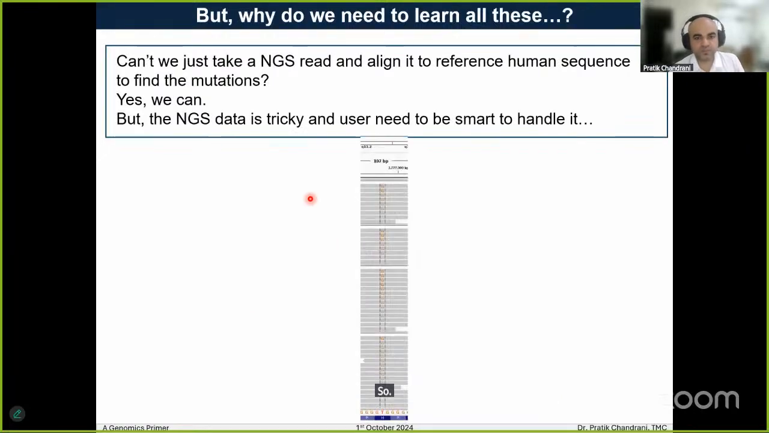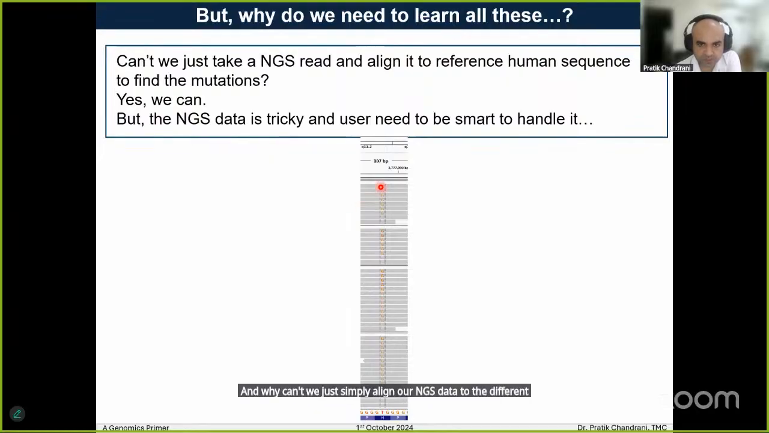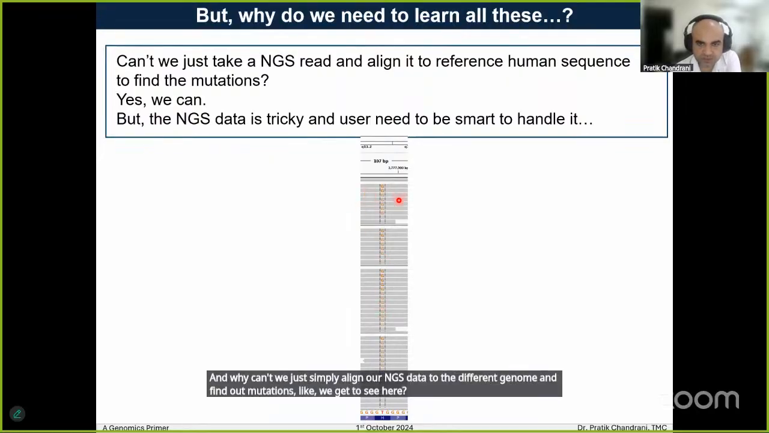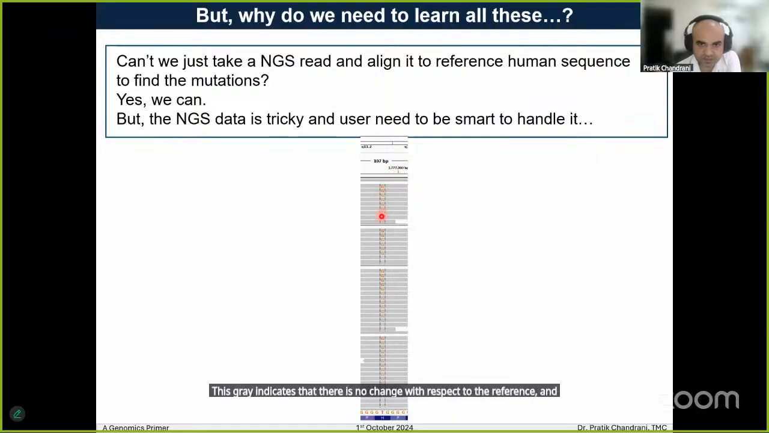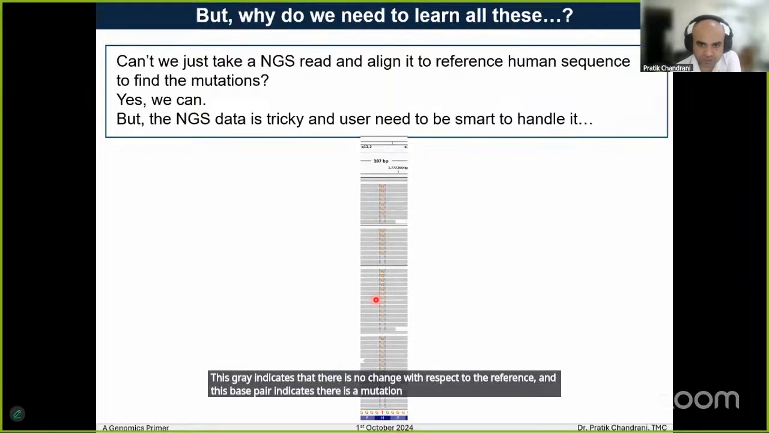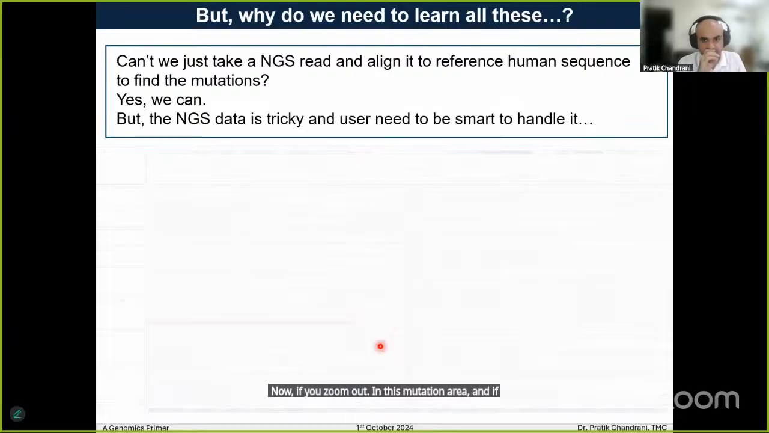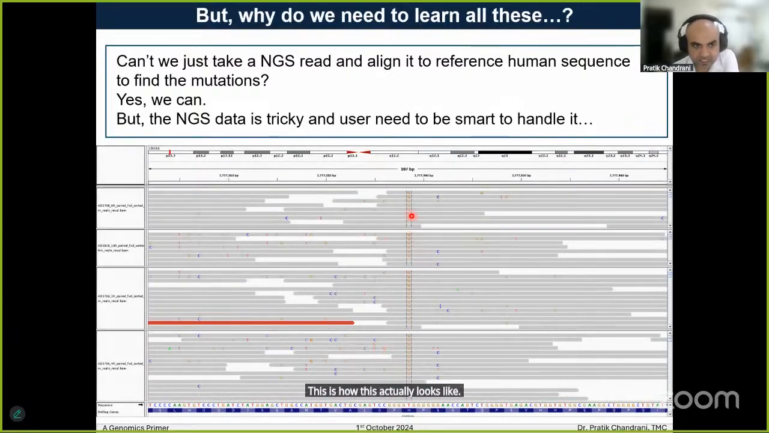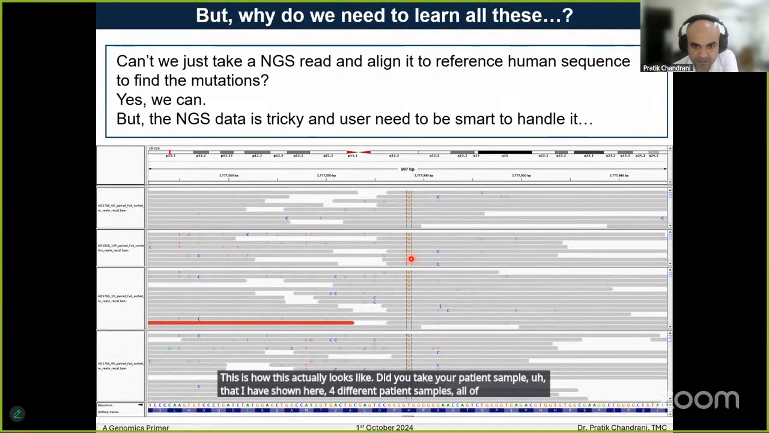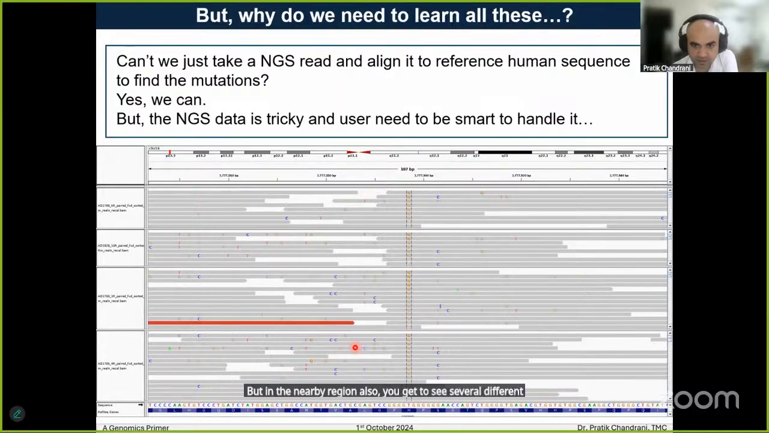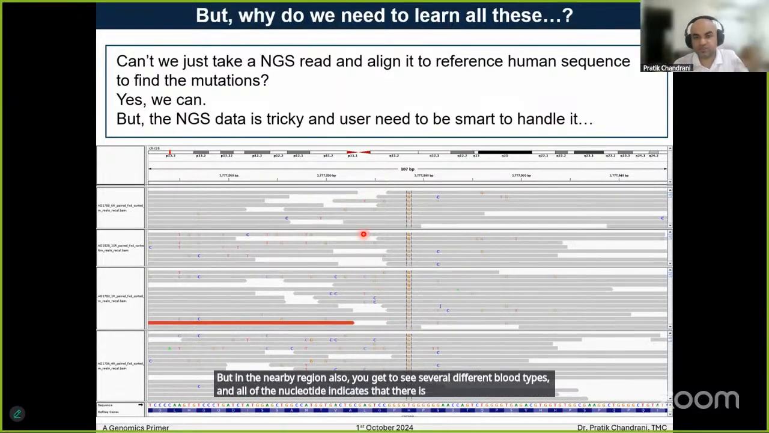So, one may think, why are we getting into so much complexity? And why can't we just simply align our NGS data to the reference genome and find out mutations like we get to see here? This gray indicates that there is no change with respect to the reference, and this base pair indicates there is a mutation. This is patient 1, 2, 3, and 4. Now, if you zoom out in this mutation area and see the nearby area, this is how it actually looks. This is the actual patient sample that I have shown here, four different patient samples, all of them harboring this same mutation. But in the nearby region also, you get to see several different nucleotides, and all of them indicate that there is a mutation happening in the nearby region as well.